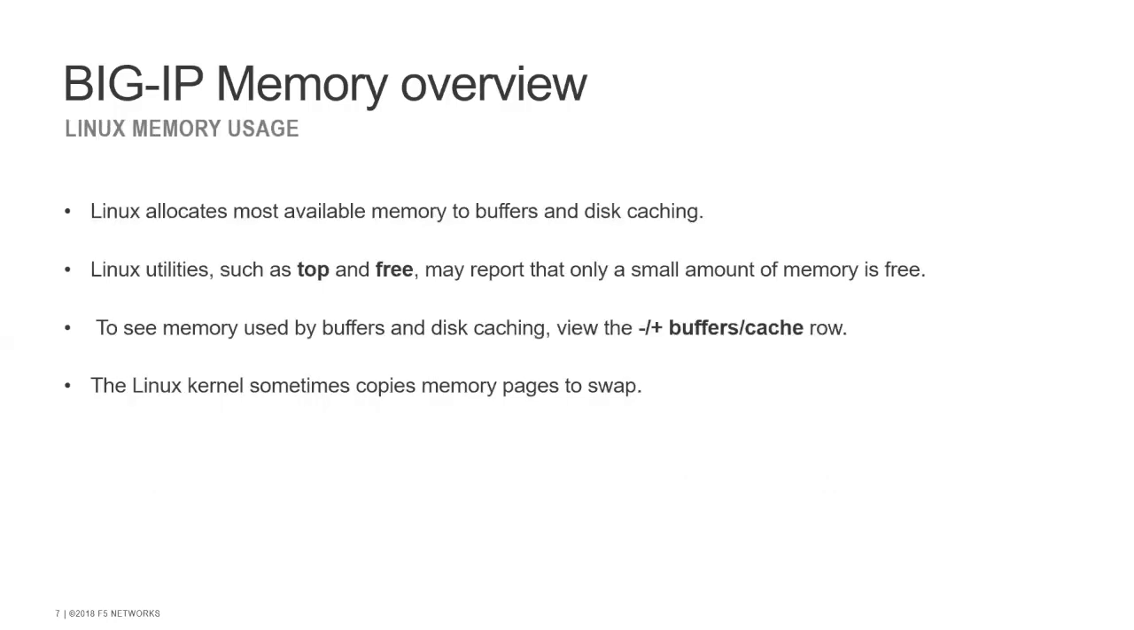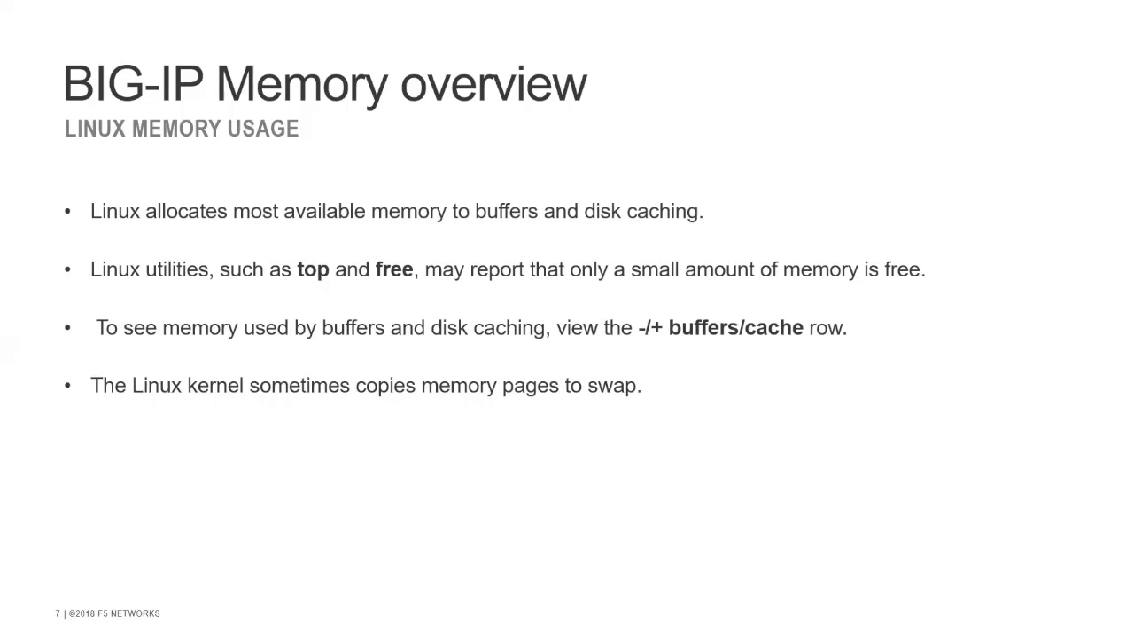The following information summarizes what the Linux host memory usage is. Linux allocates most available memory to buffers and disk caching, which gives the appearance of high memory usage, but allows the system to run more efficiently. Linux utilities such as top and free may report that only a small amount of memory is free, and there is nothing to worry about. This is normal behavior. Cache memory can be reclaimed quickly if a program needs memory.